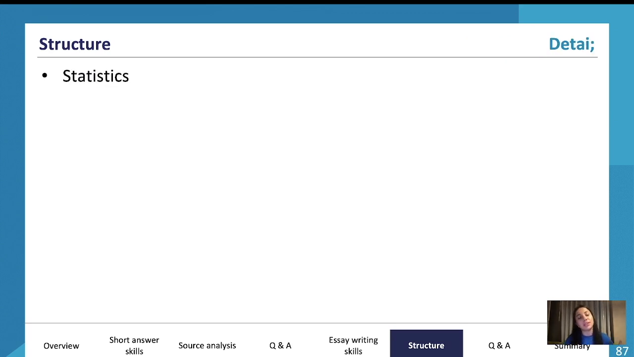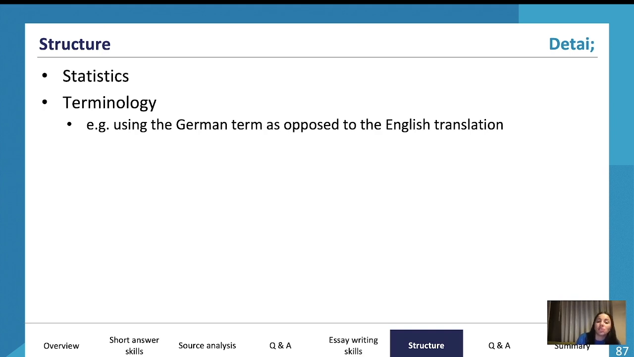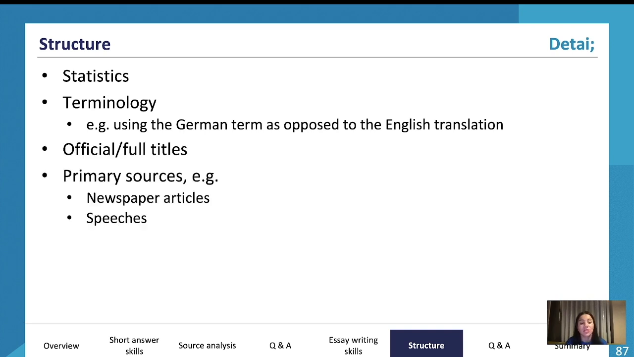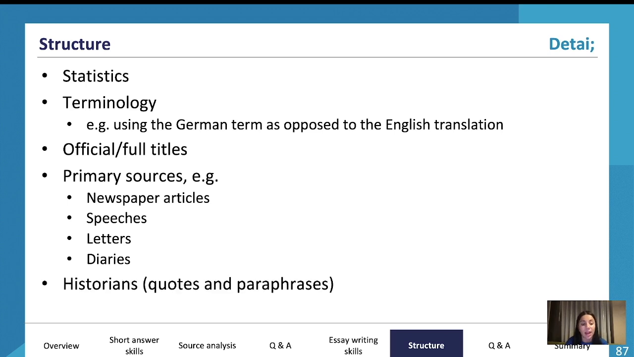Now, what I was saying before is that there are different types of evidence. Just like a historian quote is evidence, so are statistics, so is terminology. If you were to use a German term as opposed to the English translation, even better, as you'll remember from before, is to use the German term and then the English translation together. That's a form of detail. Official and full titles, primary sources like newspaper articles, speeches, letters, or diaries, and also historian quotes and paraphrases.